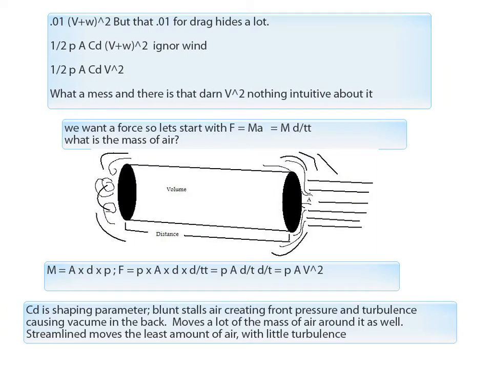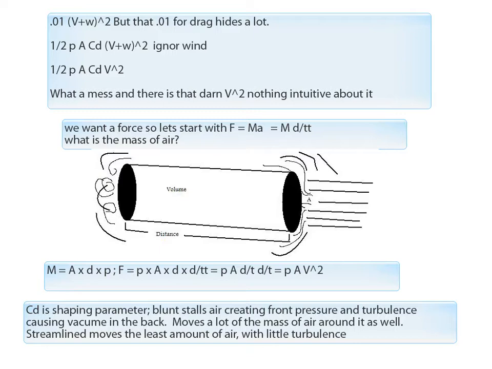Let's take a closer look at the wind term. 0.01 times velocity plus headwind squared. But that 0.01 is really hiding a lot. If you look in Wikipedia, you're going to find something that looks like 1/2 rho. I've used a P for rho here. A CD V plus W squared. If the wind term is not there, it'll be 1/2 rho A CD V squared. It's kind of a mess.